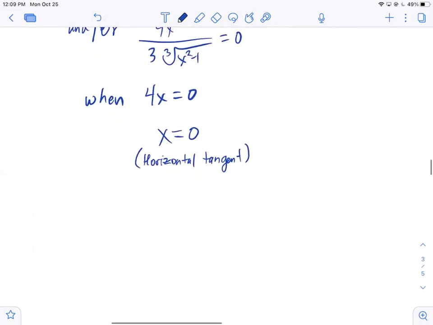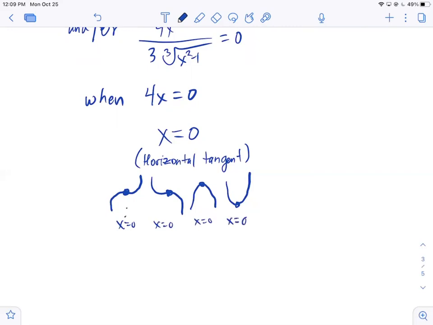So it's going to be one of 4 things. It's going to either be this, or this, or this, or this. x equals 0, x equals 0, x equals 0, x equals 0. It's going to be one of those 4 things. Those all have horizontal tangent lines. We don't know which one it is. In chapter 3, we're going to learn how to figure it out pretty easily. We can actually use the derivative to tell us which one it is, right?